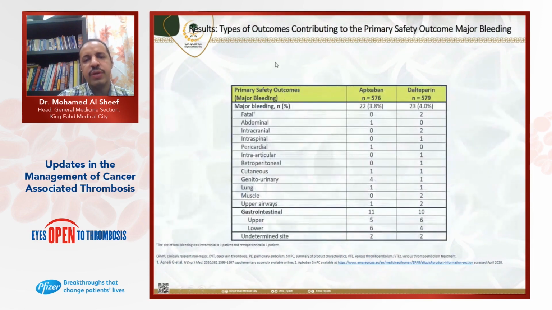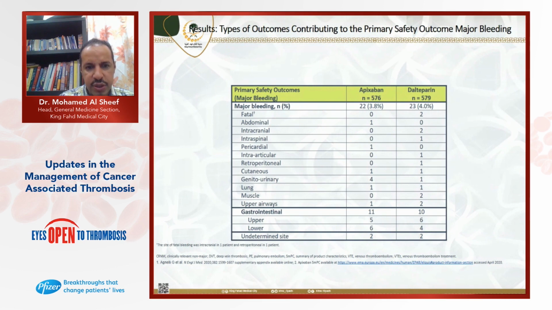So what are the types of outcomes contributing to the primary safety outcome? Major bleeding. So for GI bleeding, we have in apixaban 11 cases, and for dalteparin 10, and distributed upper about 5 and 6 here, and for lower 6, 5. So there is no increased signal in GI bleeding with apixaban. This is important.